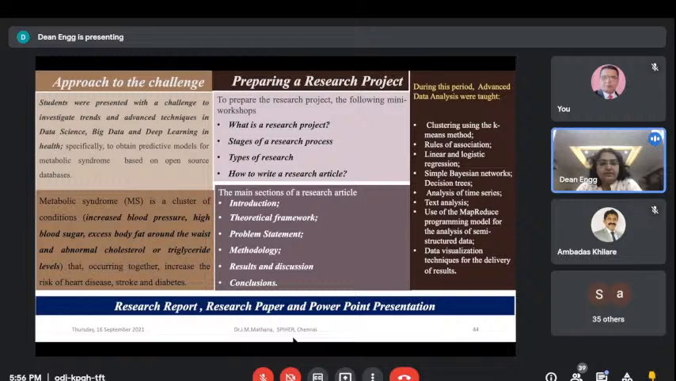Then they ask the students, once the research process is done and they get the results, they have to write a research paper. Okay, it has to be published. For that, they gave the titles also: the introduction, theoretical framework, problem statement, methodology, results and discussion, conclusion. Once the students' research gets over, based on the result, they have to write a report. They have to present the paper in front of the faculty member with the help of a PPT. Then after that, they have to send it for publication to one of the good indexed journals.